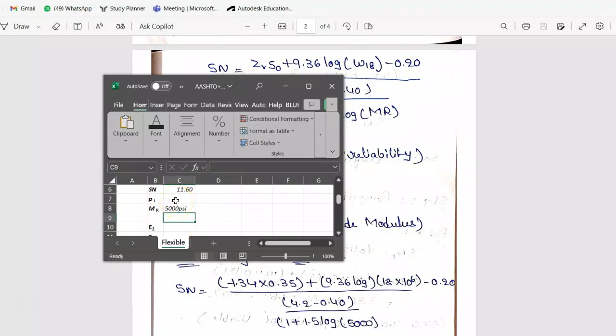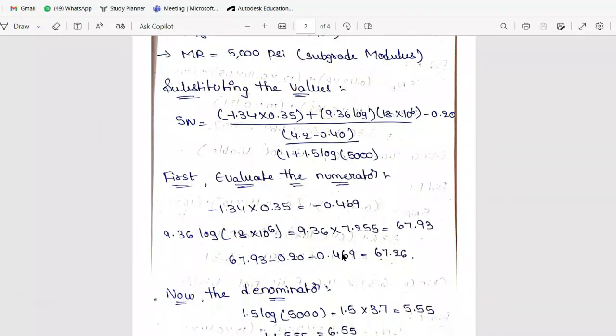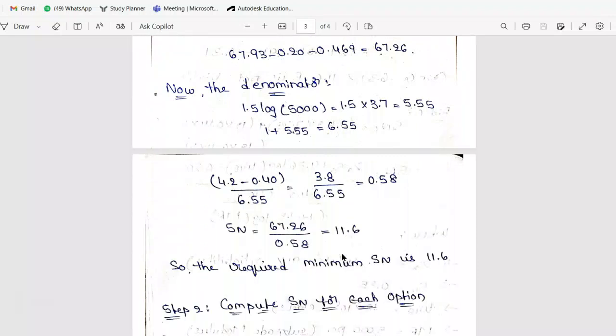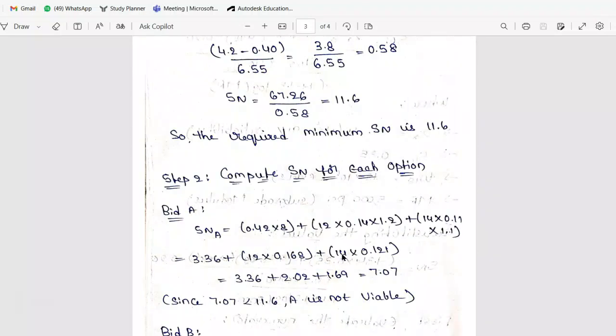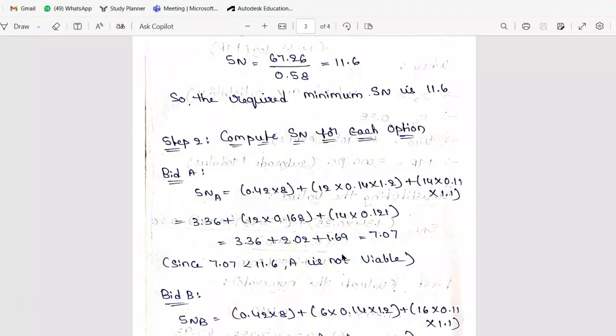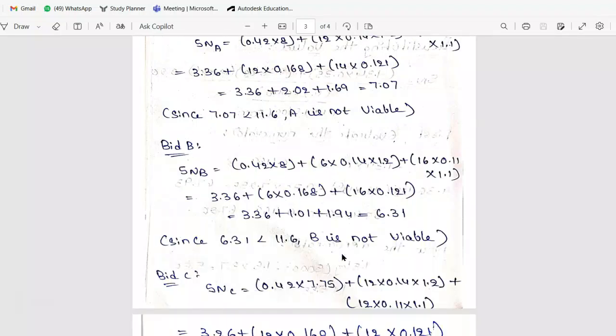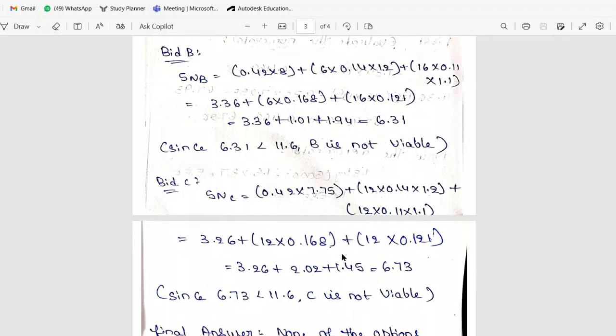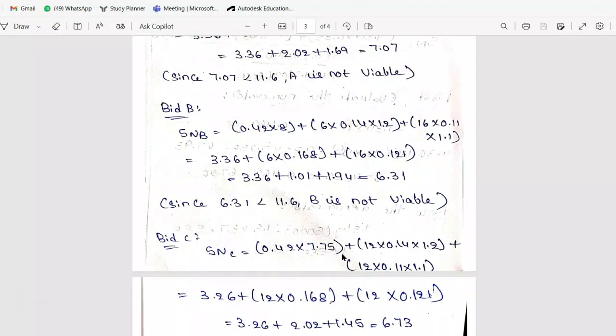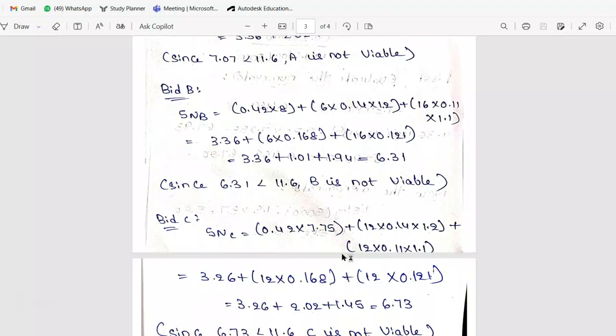We also have values of PT, E2, E3. As we can see, we are getting values for bid A, bid B, bid C. Bid A we are getting as 7.07, bid B 6.3.